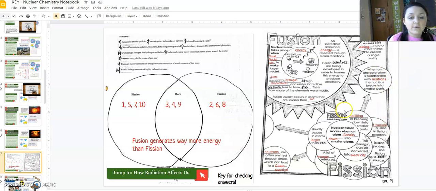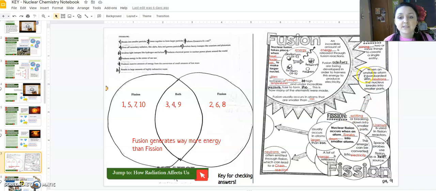And now we're going to look at fission. Fission is the opposite. Nuclear fission occurs when an atom breaks down into two smaller atoms. This energy can be converted into electricity. Okay, so we use it for electricity. Uranium is our large atom with 92 protons that we use in fission reactors. And what happens is they split or break down into smaller parts.